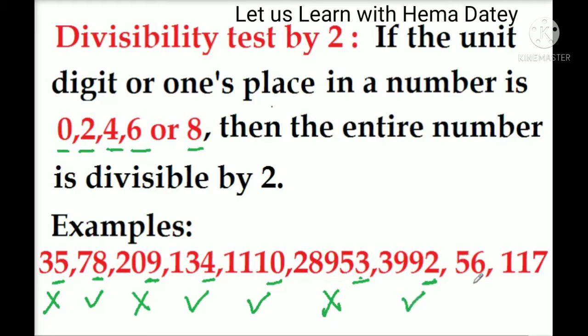Next number is 56. Here unit digit is 6, so it is also divisible by 2. The last number is 117. Unit digit is 7, it is not divisible by 2. So just by observing the unit digit, we can check the divisibility by 2.